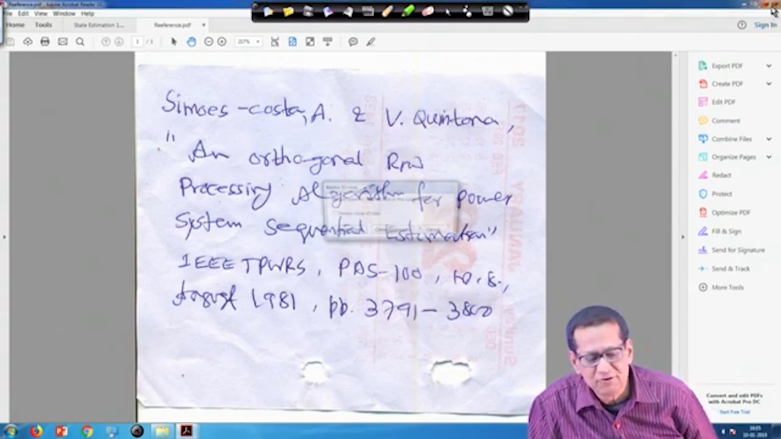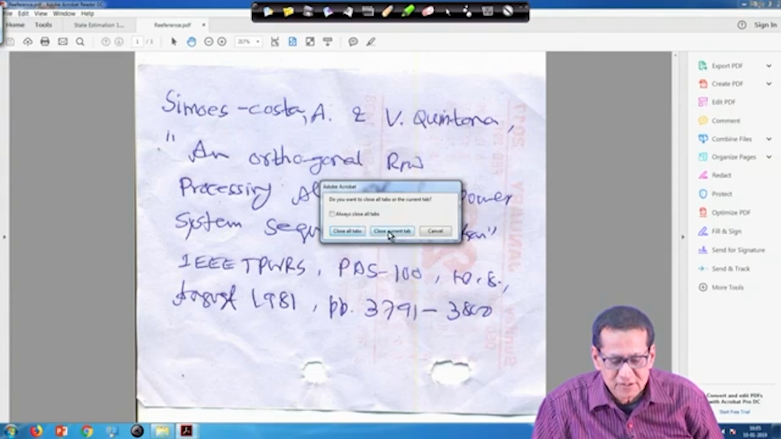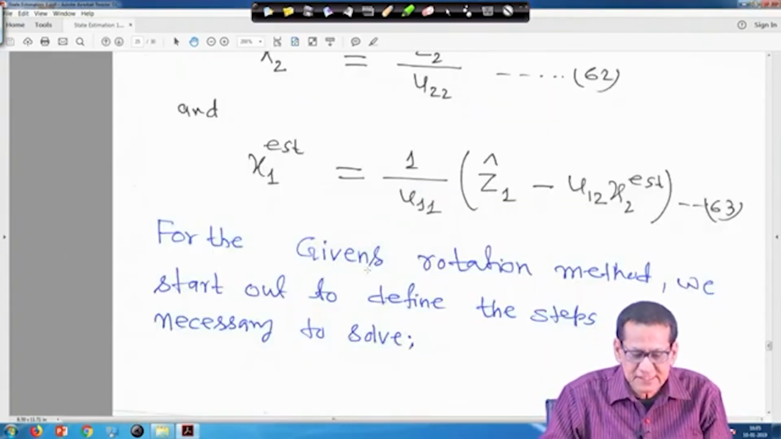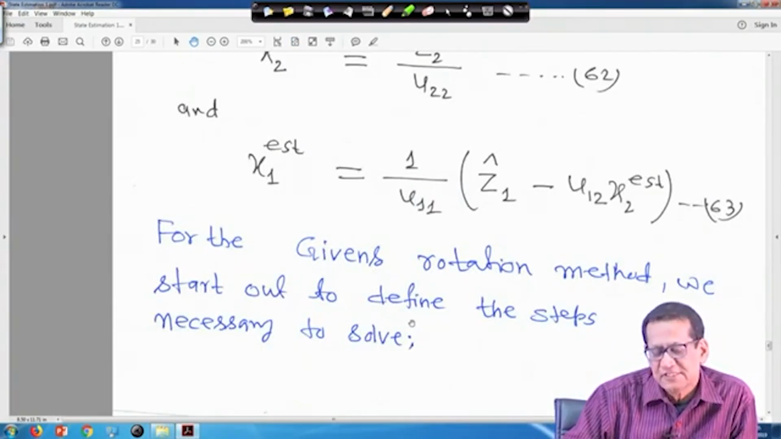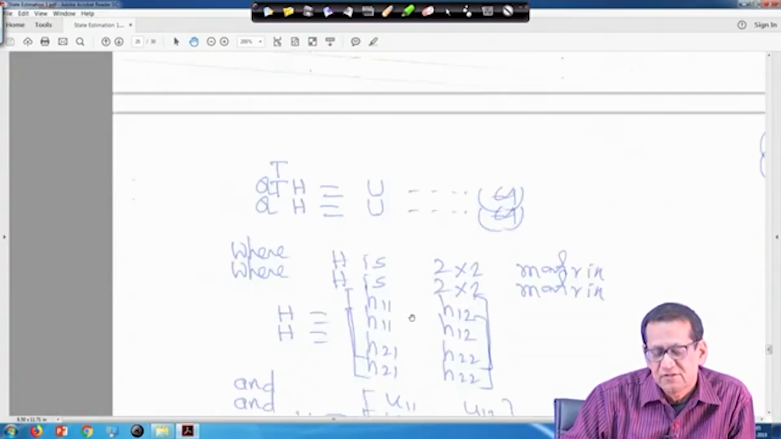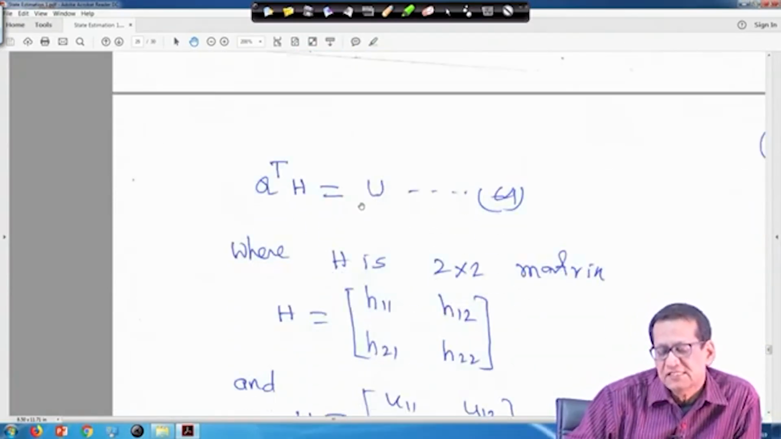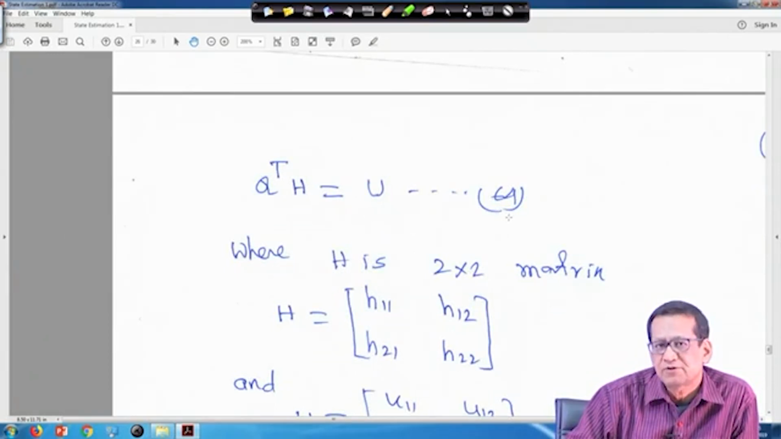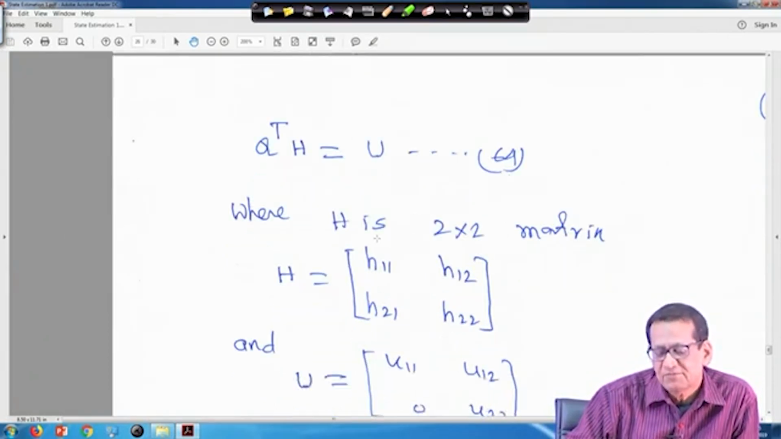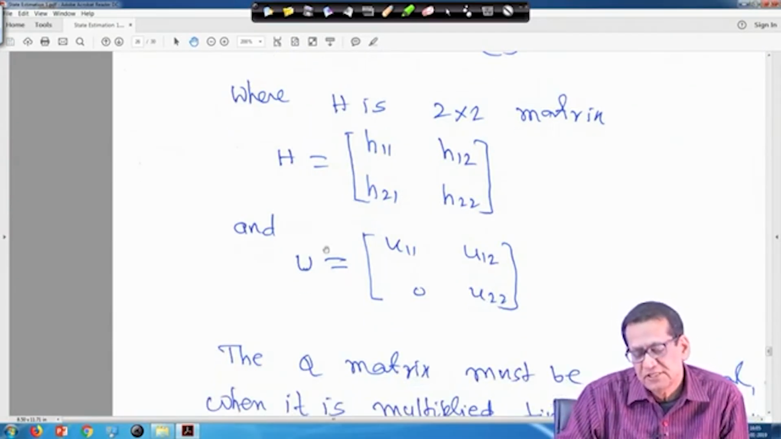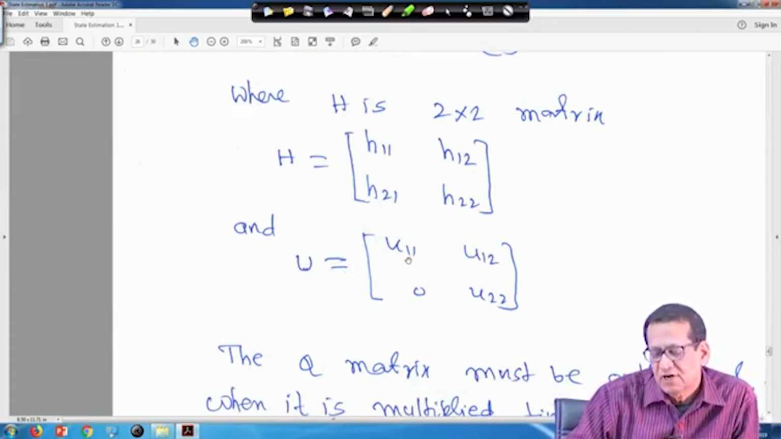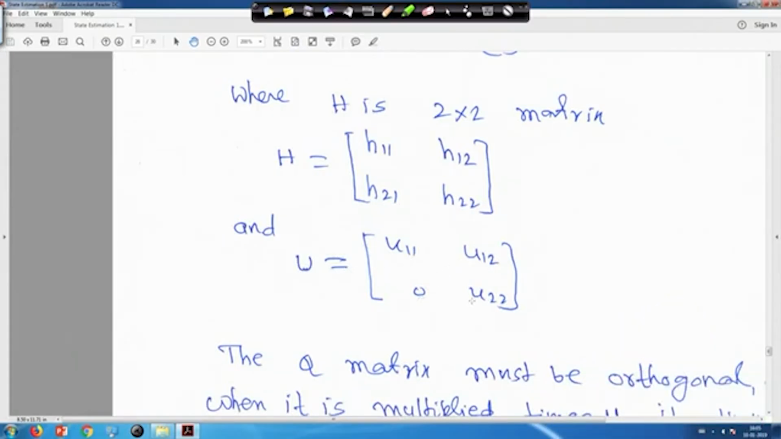So, here we will not go into detail, we will just give you some flavor of the Givens rotation method. We start out to define the step necessary to solve. Let us say Q transpose H is equal to U, this is equation 64. Here H, for example, is a 2 by 2 matrix: H equals h11, h12, h21, h22, and as U is upper triangular, it is U11, U12, 0, U22.